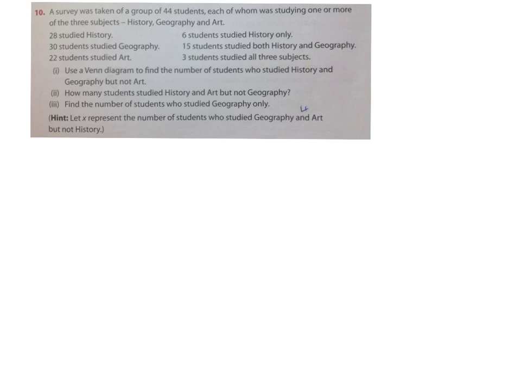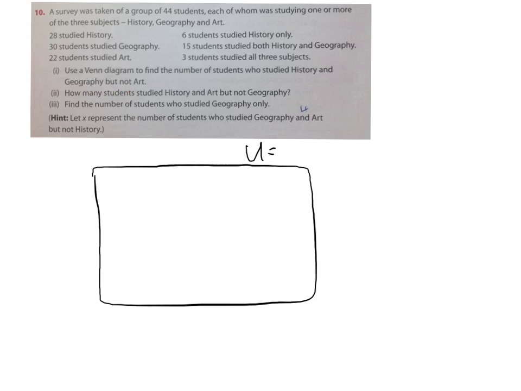Right, so first question is, use a Venn diagram to find the number of students who studied history and geography but not art. So first thing we have to do is draw a Venn diagram. We're going to start by drawing a rectangular shape for the universe. Now the universe represents all of the data that's being studied. In this case we're talking about a survey and there's 44 students being studied. So the total number of students is 44. That's what goes here.